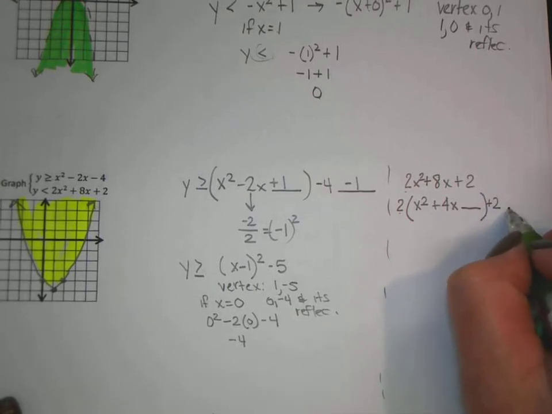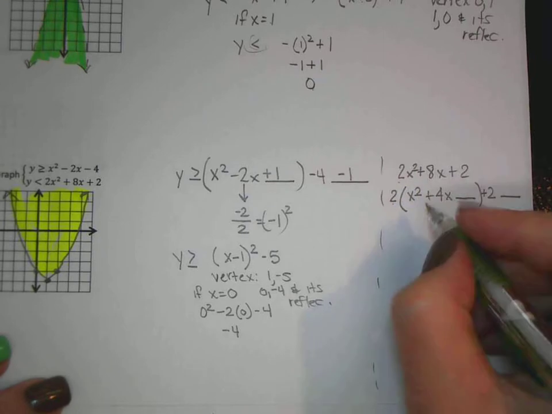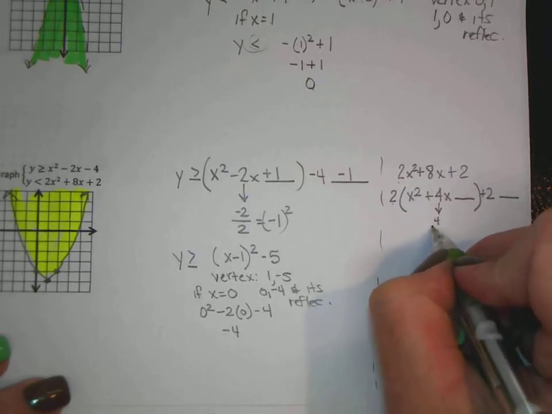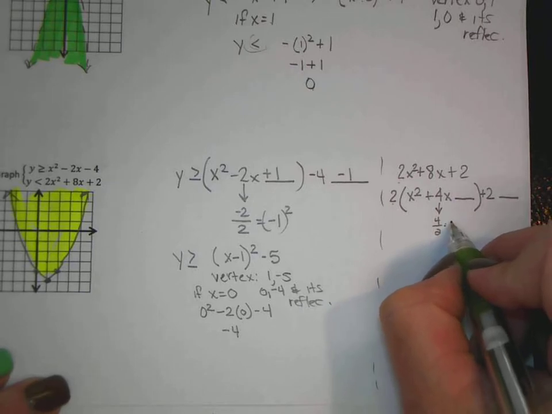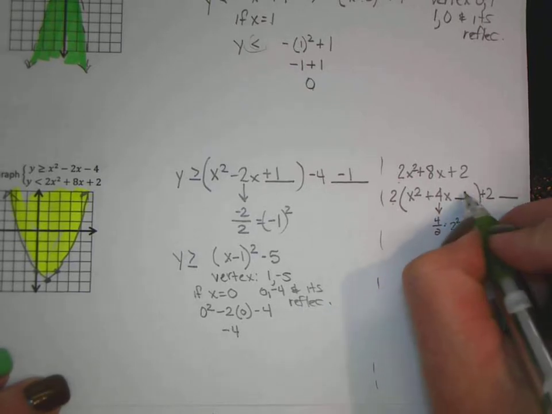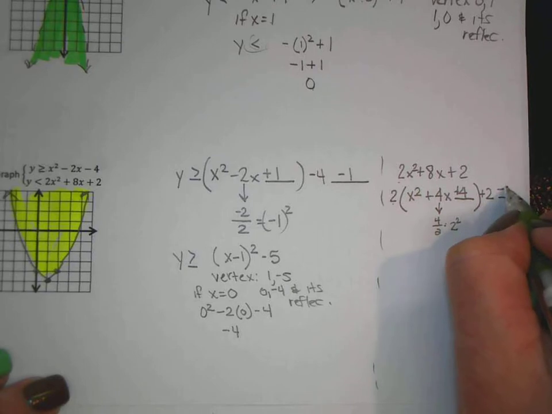Plus 2. All right? Bring down b, divide it by 2, square it, add it here, subtract it here.